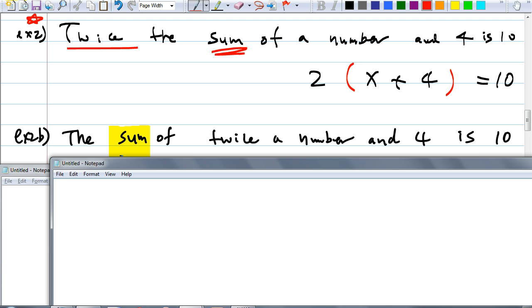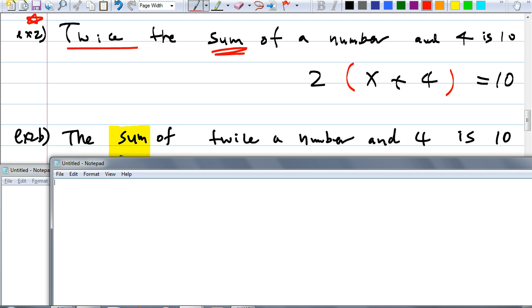Now, let me ask you this then. It says the sum of, right? So first of all, sum means you're going to add two numbers together, or it could be more than two, okay? But in this case, two numbers. It says the sum of, what are we adding? It says twice the number. So what are we twicing? Are we twicing the sum or twice a number? A number. Do you see the difference?